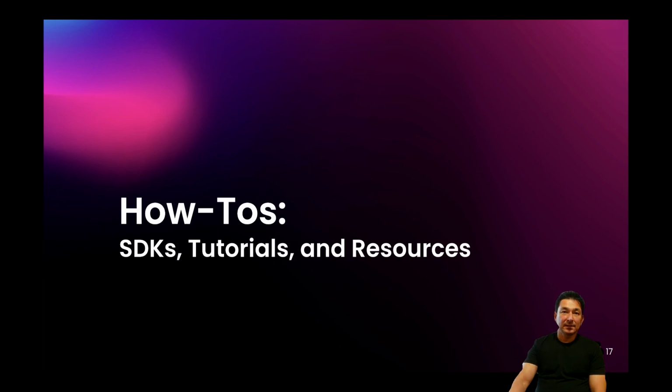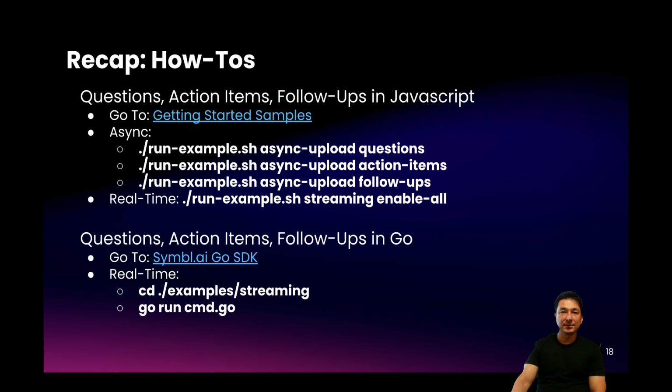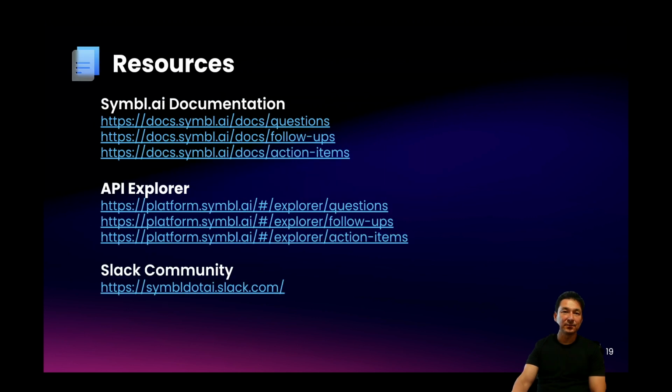The last thing I want to take a look at is the how-tos. We will be taking a look at the SDKs, tutorials, and finally offer up some resources for people who are looking to dive deeper into code. For a recap on the how-tos, you can recreate everything done in this demo using the information contained on this slide. This will enable you to run each of the examples in JavaScript and in real time with the Go SDK. Here are some additional resources: the Symbl.ai documentation and the API Explorer, which offers a very excellent way without code to explore the platform's different capabilities.